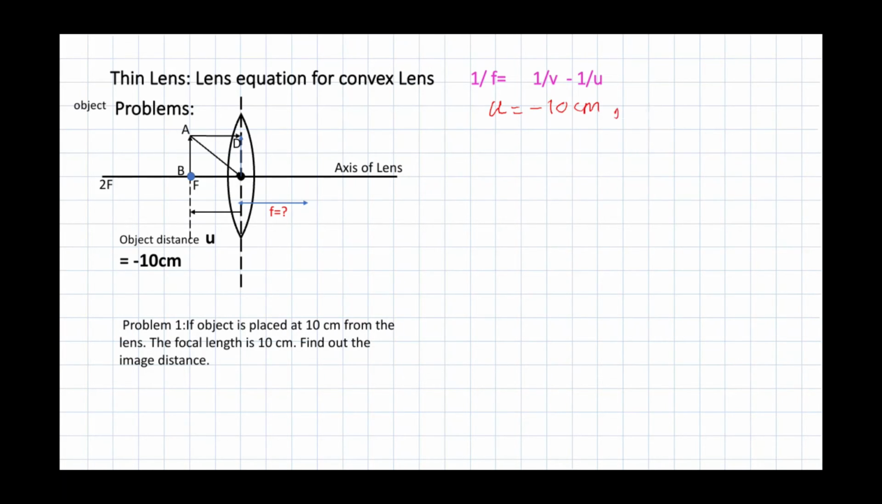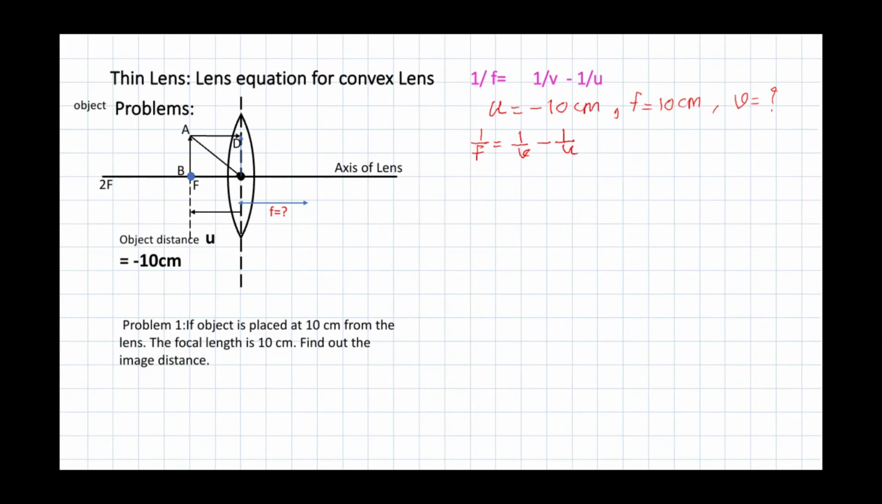Okay, we are given that f is also 10 centimeter, and now we have to find out the distance at which the image is formed. So that we need to find out. So here again, we have 1 upon f is equal to 1 upon v minus 1 upon u. Therefore, putting the values of u and f, from this we can get.